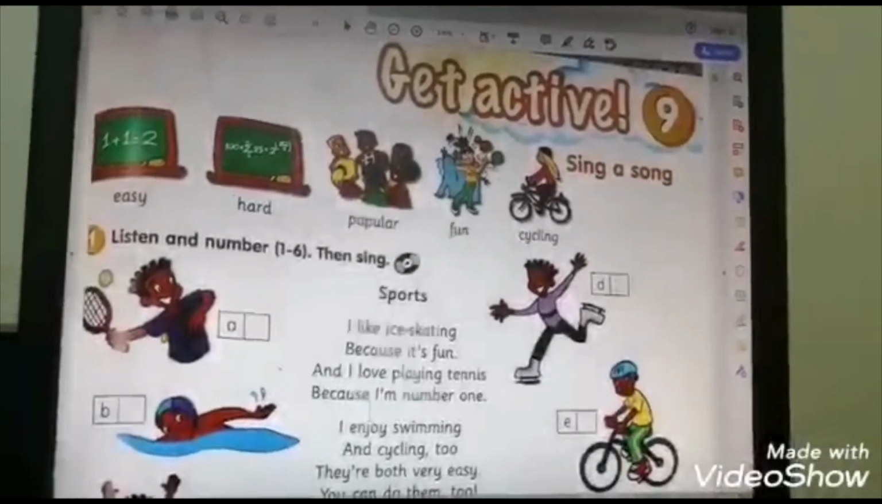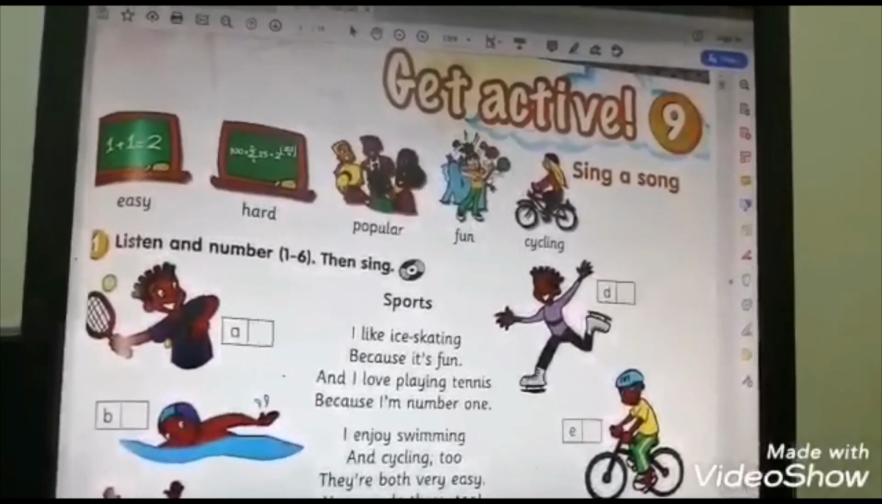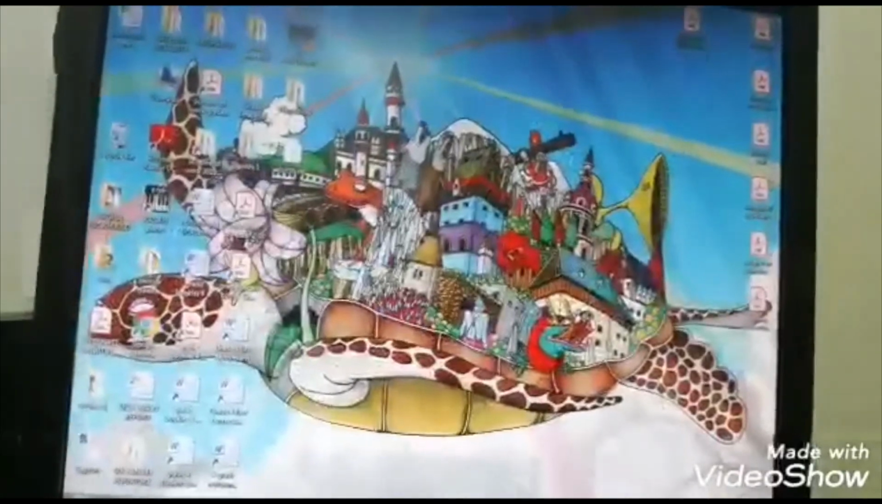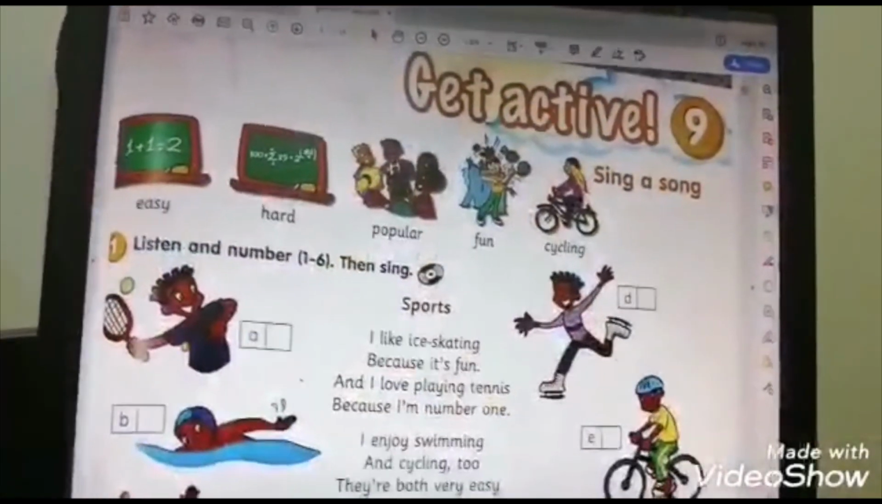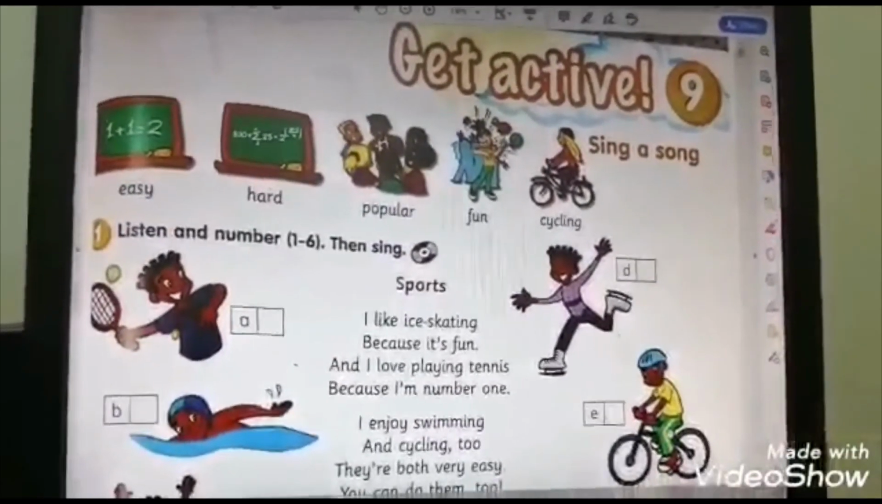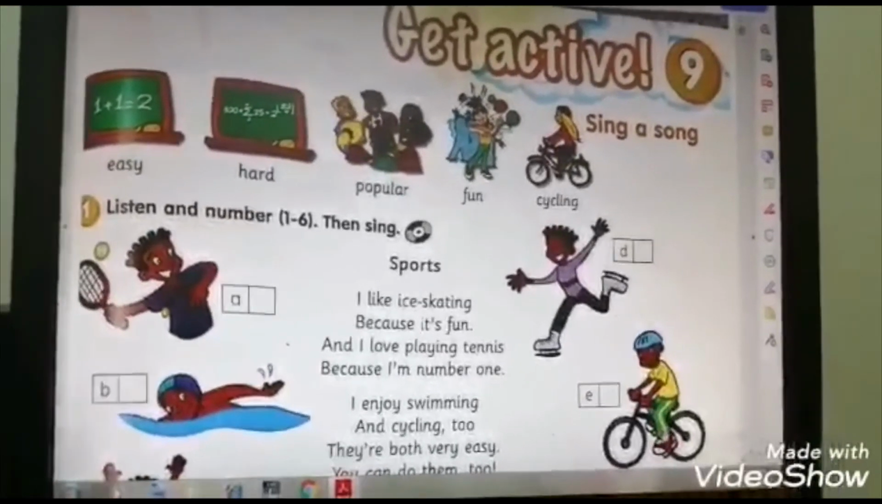Objective of this lesson is to talk about sports and to talk about likes and dislikes. We'd already learned about adjectives. As you know, we use adjectives when we want to describe more about nouns. So let's have a look at the vocabulary.